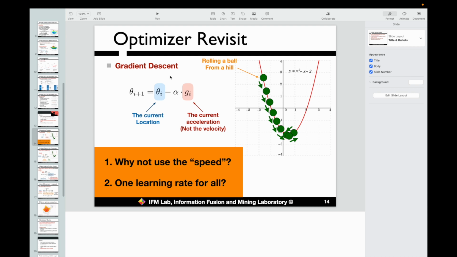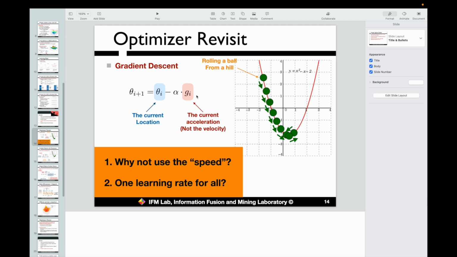This formula is somewhat weird, because we are updating this variable, this location, according to the acceleration. And we also use one alpha for all the variables. For a deep learning model, we have so many variables, and g i will be a vector. So will be theta i and theta i plus 1. They will all be vectors for all the variables.